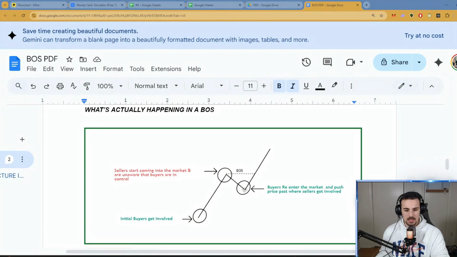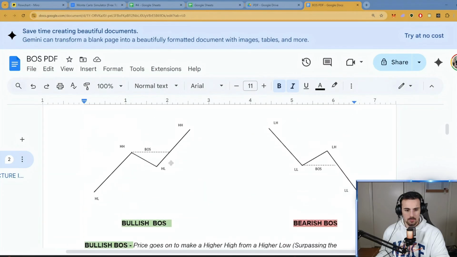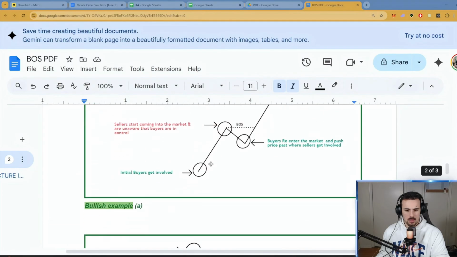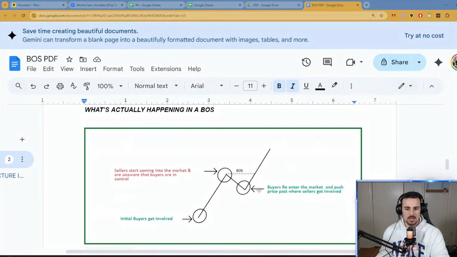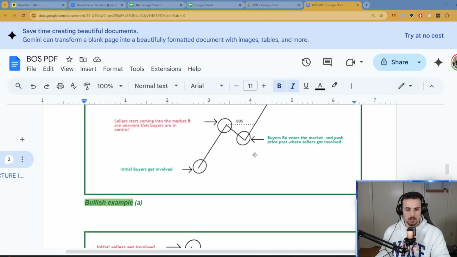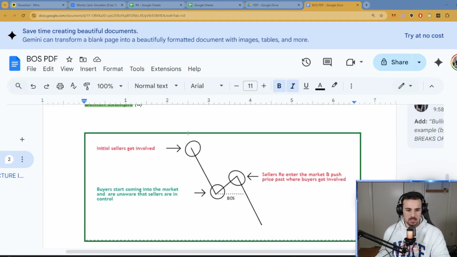And this point here, this higher low, right? This higher low right there is where buyers actually re-enter the market and push price higher than its previous peak. This is the creation of the new point in structure from the previous existing point. This is buyers re-entering the market and taking it past where the sellers got involved. So that's the bullish. This is the bearish example.